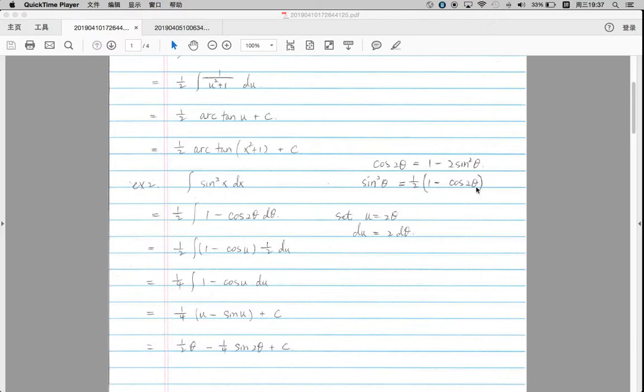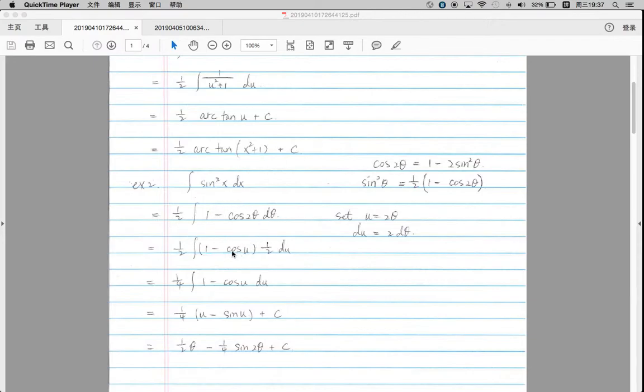We use this part to substitute sine squared x, and now we have this as our new integral in terms of theta, not in terms of x. In this cosine function we have a 2 theta, so we set u equal to 2 theta, so that du is just 2 d theta. Now let's rewrite the function here.